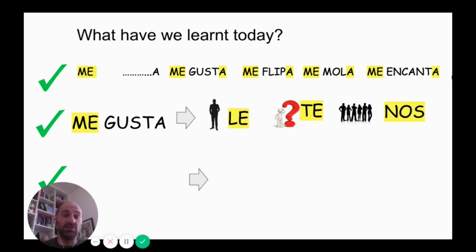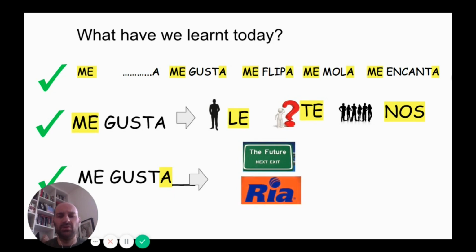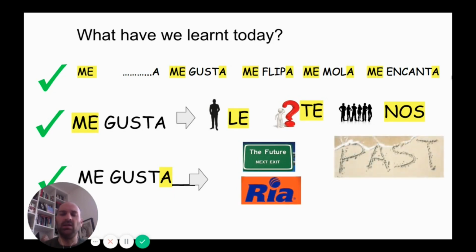And the last thing we learned today is the ending of all these opinions. If you add ría, you will express the future, your future opinion. And if you think of British Airways, like BA, if you put that at the end of me gusta, you will express your past opinions. That's it. I hope that you learned a lot today.